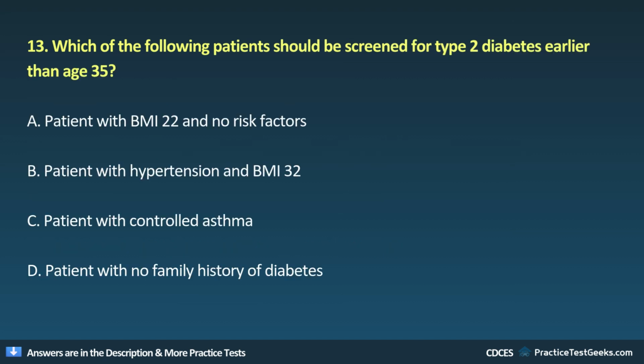13. Which of the following patients should be screened for type 2 diabetes earlier than age 35? A. Patient with BMI 22 and no risk factors. B. Patient with hypertension and BMI 32. C. Patient with controlled asthma. D. Patient with no family history of diabetes.